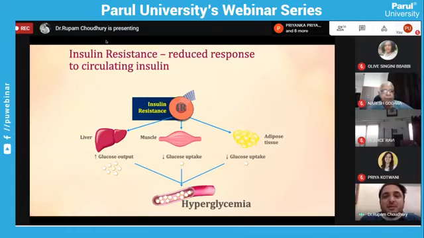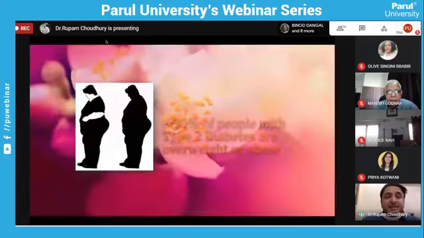So it's like, because of lack of insulin action, all those peripheral tissues are refusing to take up the sugars that are present in the blood. And we have evident hyperglycemia in our blood, which in turn will harm all our organs, and the patient lands up in complications.